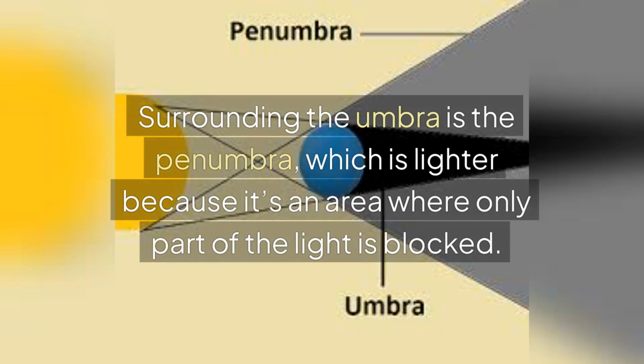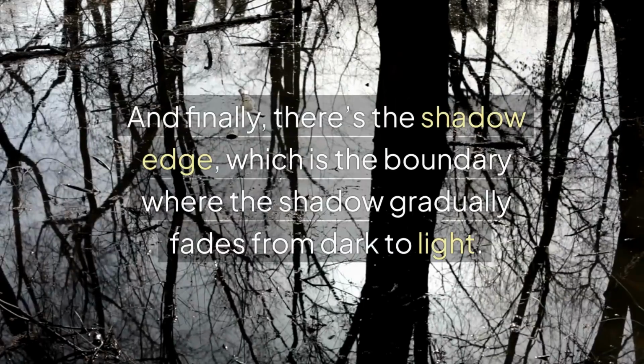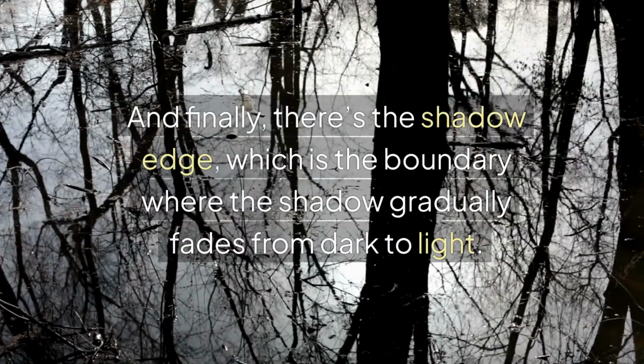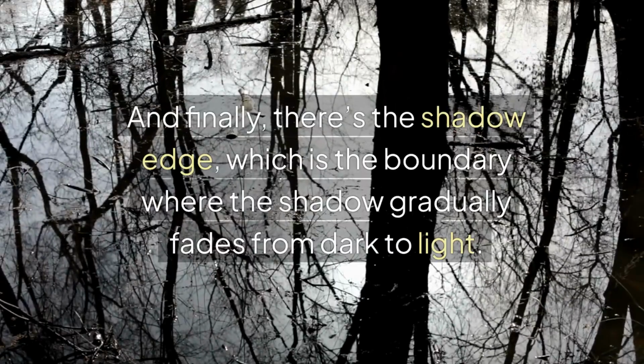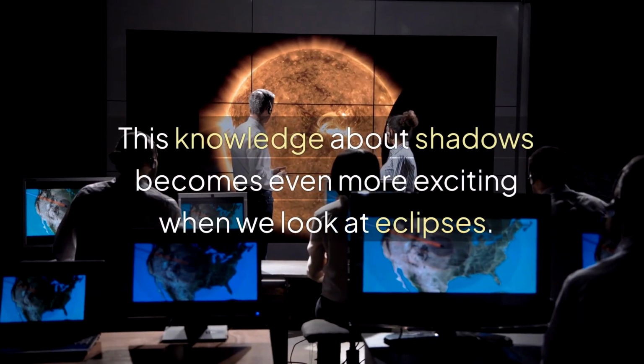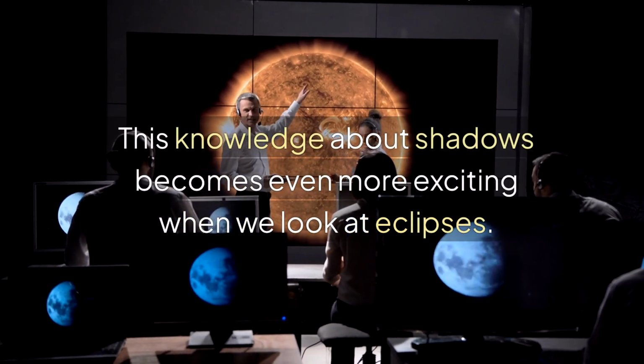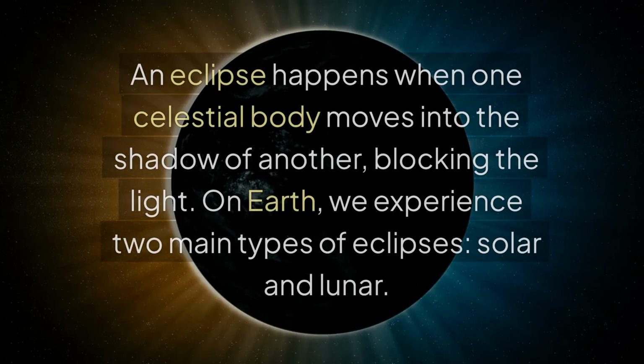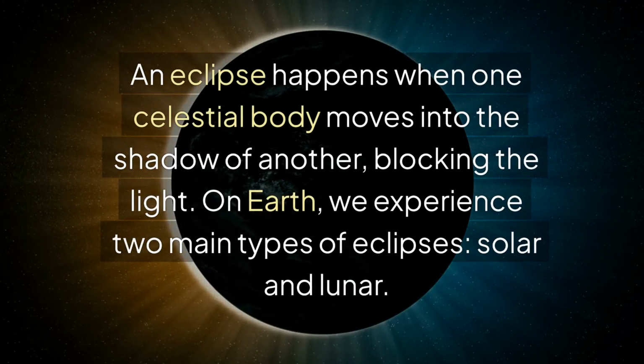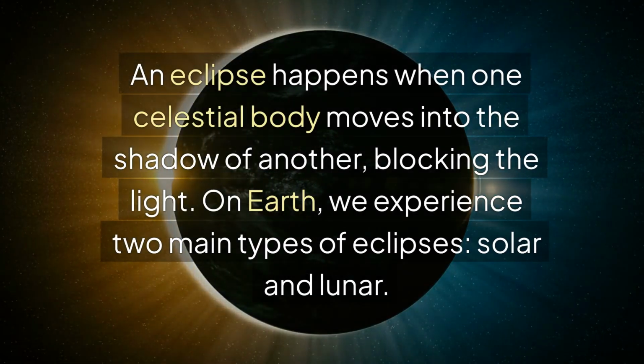Surrounding the umbra is the penumbra, which is lighter because it's an area where only part of the light is blocked. And finally, there's the shadow edge, which is the boundary where the shadow gradually fades from dark to light. This knowledge about shadows becomes even more exciting when we look at eclipses. An eclipse happens when one celestial body moves into the shadow of another, blocking the light.